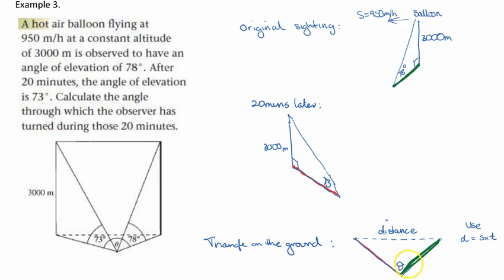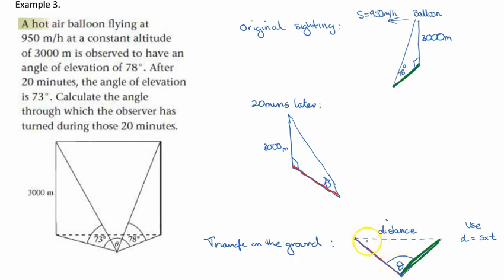So the observer was here at this point. They looked out initially, saw the hot air balloon, and then rotated through this angle and observed the balloon 20 minutes later. So here's our triangle. Highly unlikely to be a 90-degree triangle. We know very little about it. We don't know the size of the angles. We don't know the distances.